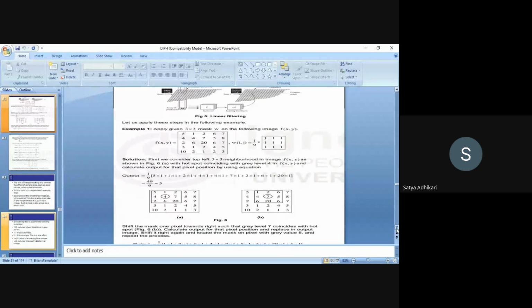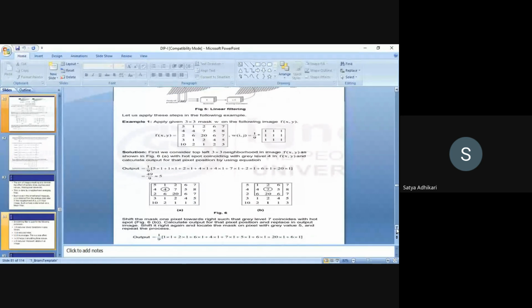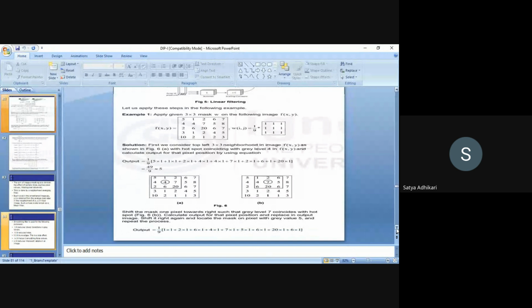Similarly, the 7 value will be replaced with a new value, as calculated. Shift the mask 1 pixel towards the right so that the gray level 7 coincides with the hotspot, and 7 will be the new hotspot as we discussed. Calculate the output for that pixel position and replace it in the output image.